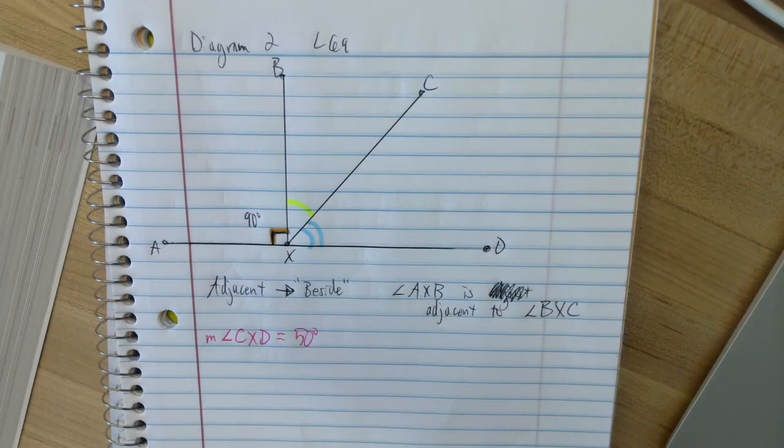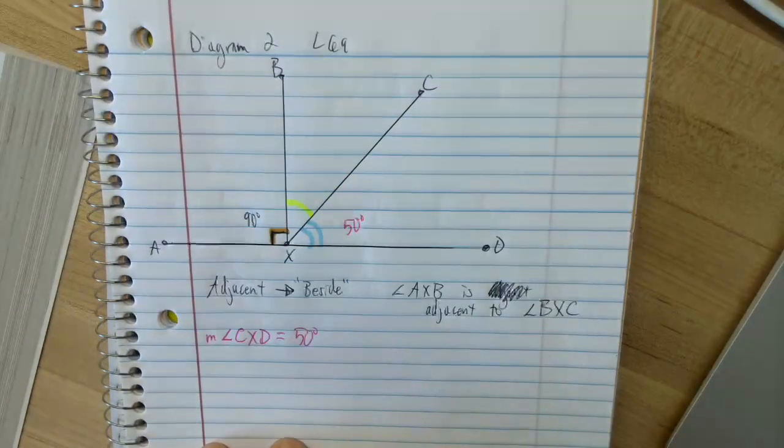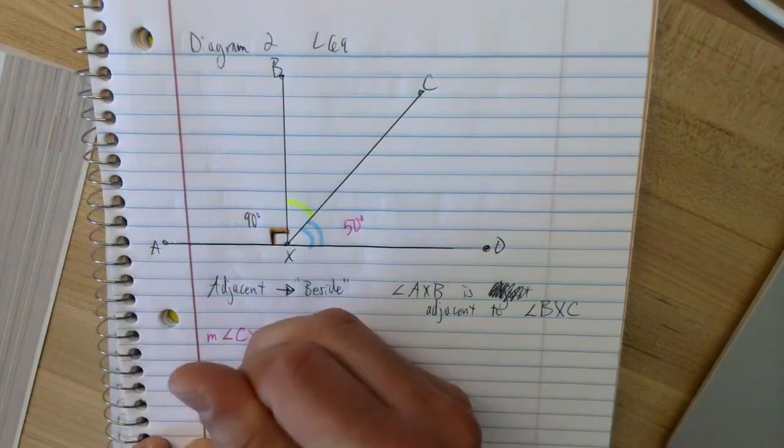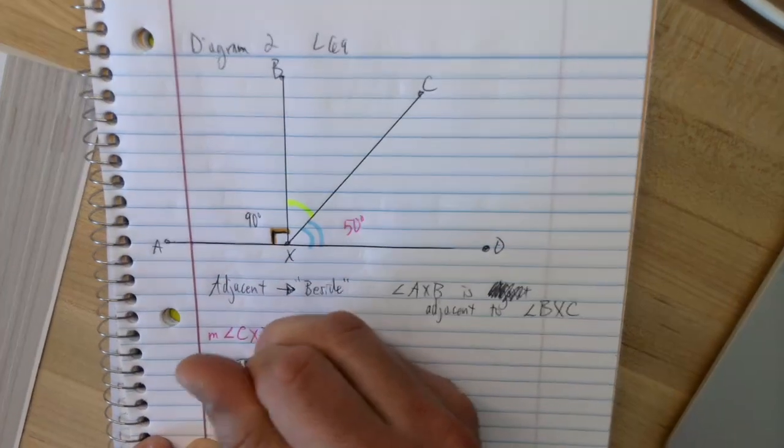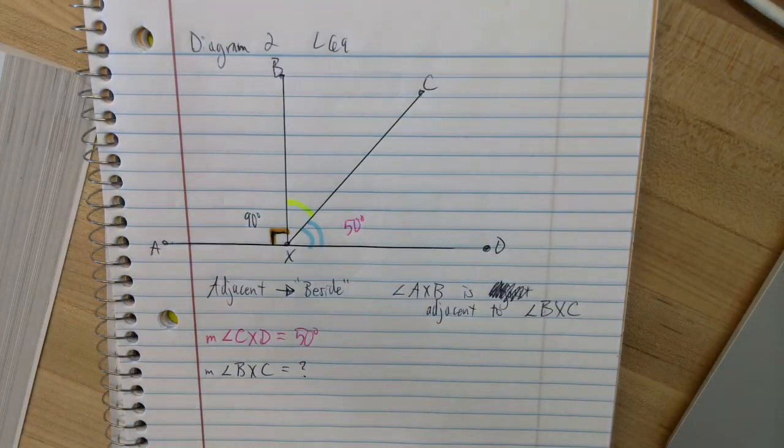Let's say that the book told you that. What you should be able to do now is tell me what is the measure of angle BXC? What is the measure of angle BXC if you know this is 50 and this just happens to be on the other side of a right angle? 70. 70? How'd you get that? I'm just guessing.